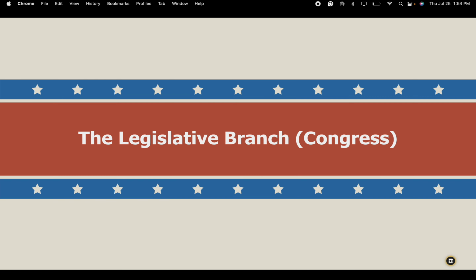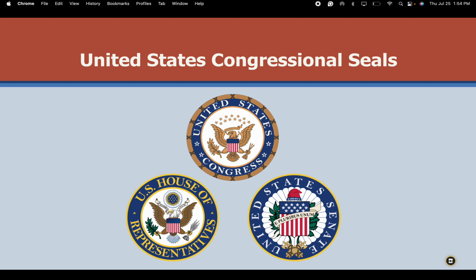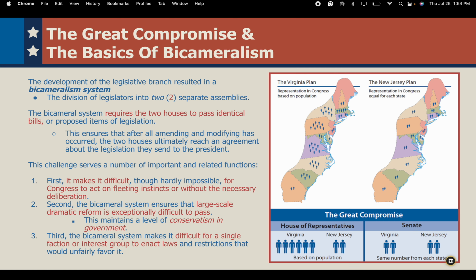And so we begin by looking at the legislative branch, mainly Congress. Okay? Congress is a unique entity, and we're going to break that down. Congress is made up of 2 entities, as I'm sure we are all aware by this point, the U.S. House of Representatives and the Senate. This is what we refer to as a bicameral system.